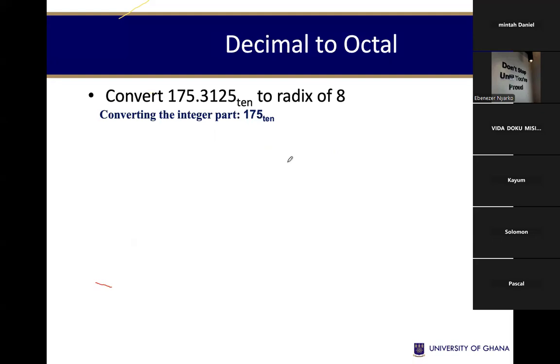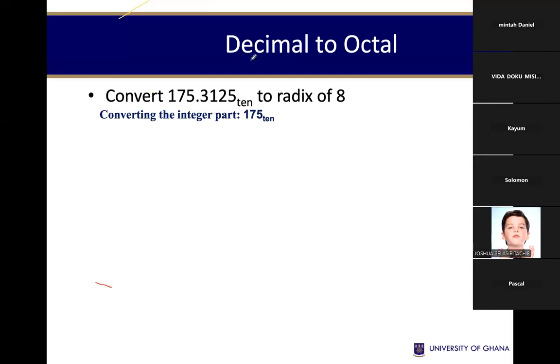Now we have a decimal number, we want to convert it into octal or radix of 8. So the question is that first we pick 175, we can convert it, and then we pick the 0.3125, and we can also convert that. Okay, so let's give it a try, everyone. We want to convert 175.3125 to radix of what? 8. Everyone, please try answer me.